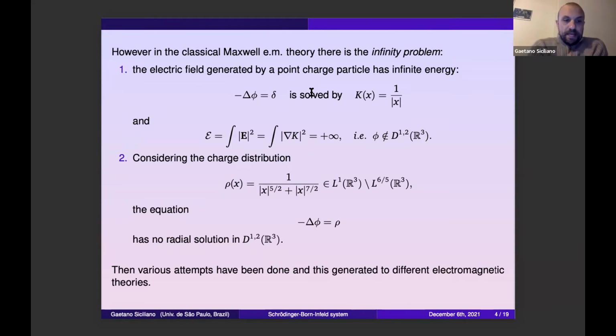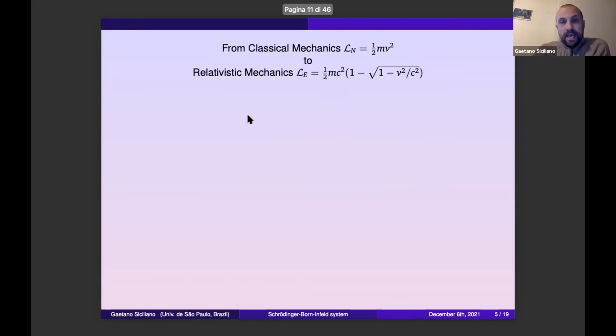In the years, many attempts have been made in order to circumvent this problem. One of them starts from the following fact. As in classical mechanics, you have the Lagrangian of Newton, which is 1/2 m velocity to the power 2. You can pass to relativistic mechanics, introducing the Lagrangian of Einstein, which is the following one, with that relativistic factor, that square root, etc.